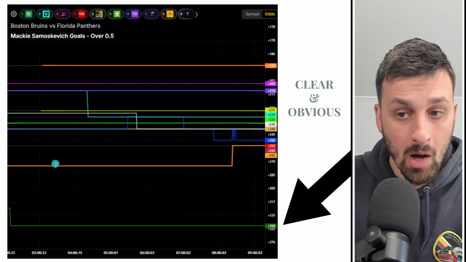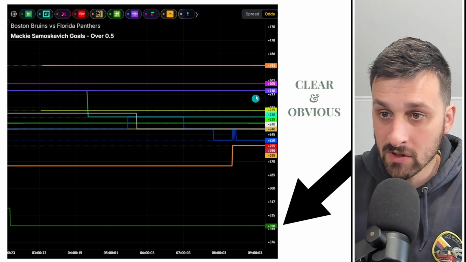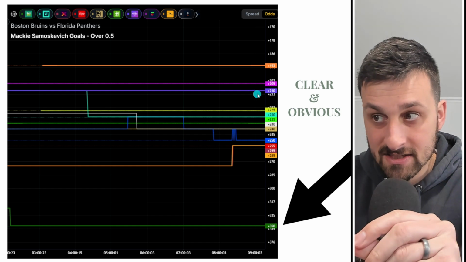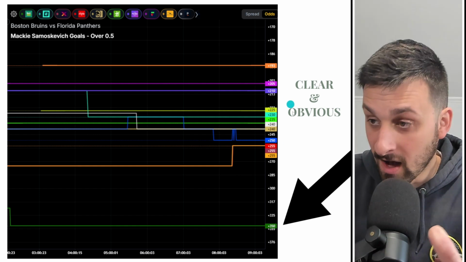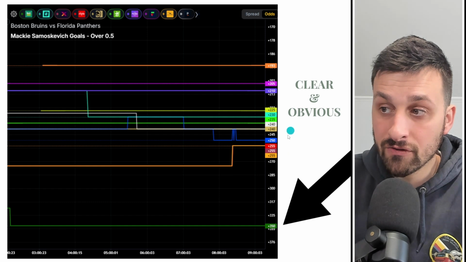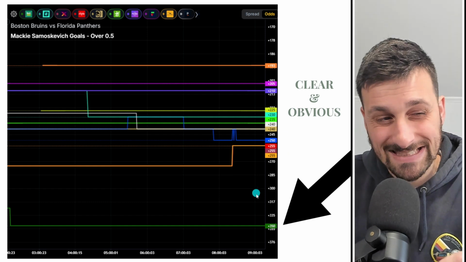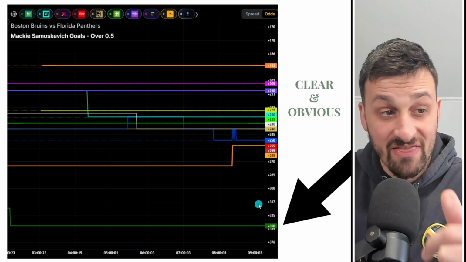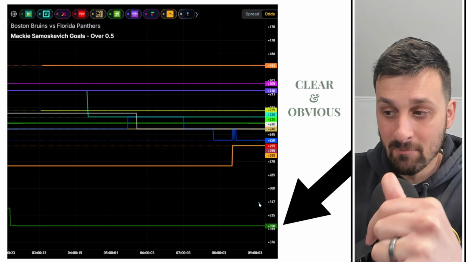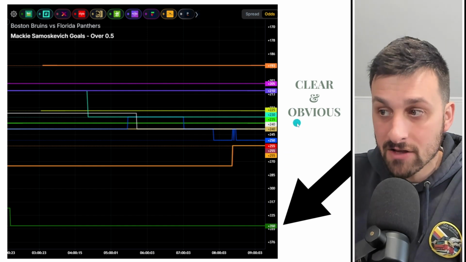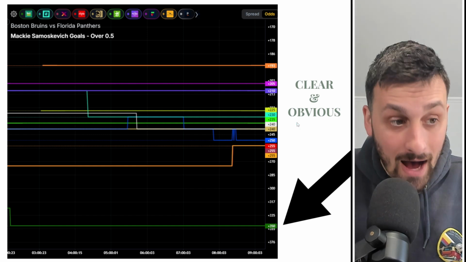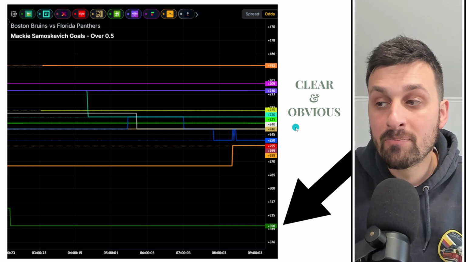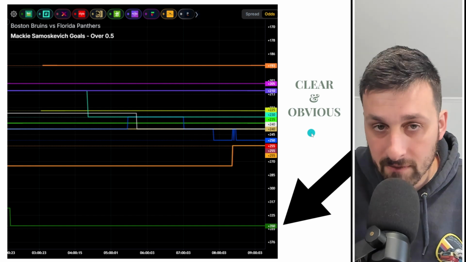More of a spread, but as it's gotten to mid-morning, you can see that a lot of them have condensed into this area. Most books have congregated around this plus 250 mark, but there is one that is still refusing to move, and that is Bet365 at plus 350, which tells me we have a clear and obvious plus EV bet here and one that I would be comfortable making.